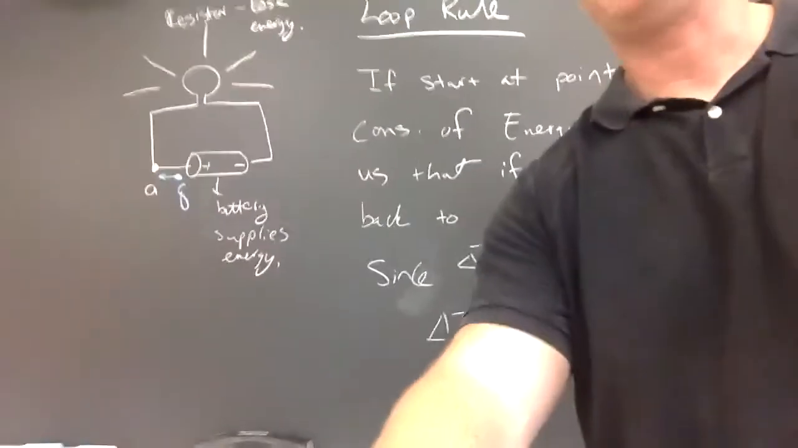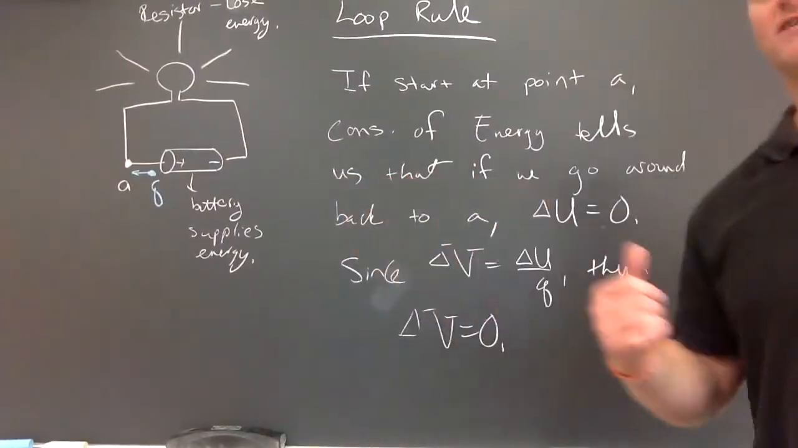which means that if I add all those together, I should theoretically get 0 based off of the loop rule, i.e. based off of conservation of energy.